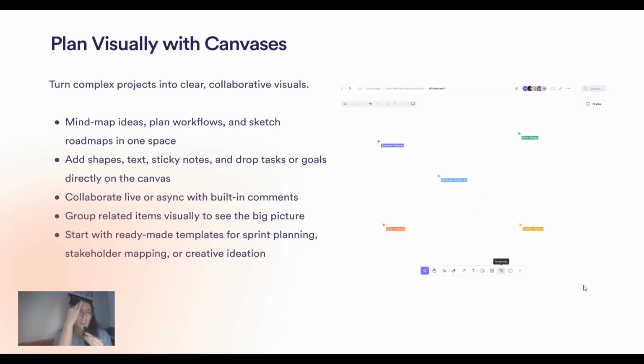whiteboard. And I want to give you a tip for canvases. You have templates within Pivot, so you can use them for sprint planning, stakeholder mapping, and creative ideation. And you can adjust these templates as your project evolves.